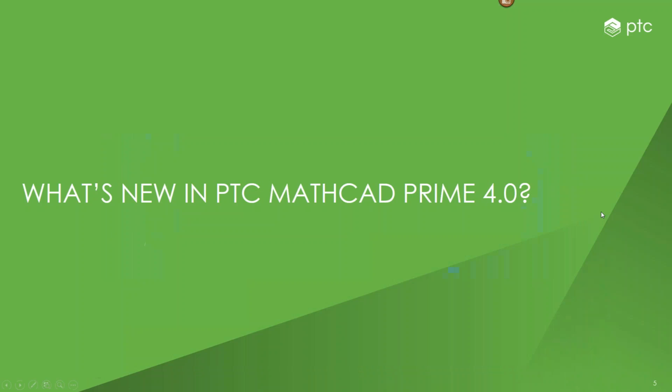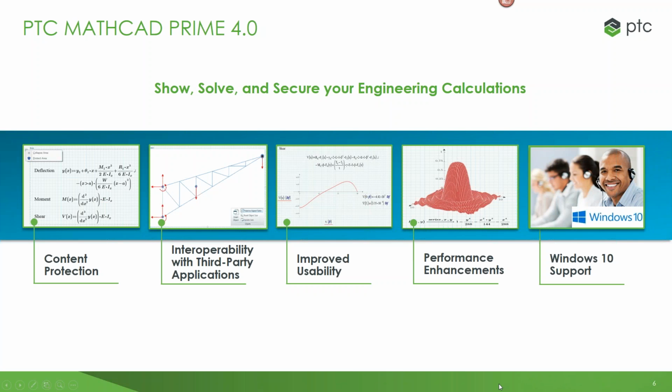And so let's talk real quickly, and I'm just going to give a brief overview of what is actually new in Mathcad Prime 4.0. We released that back in March, and so this is the latest and greatest version of Mathcad Prime. From a high level, what Mathcad does is allow you to show, solve, and secure your engineering calculations. Some things that we've introduced are content protection, the ability to interoperate with third-party applications in a couple of different ways, and improved usability, especially through being able to break equations. We've also got performance enhancements as well as support for Windows 10.